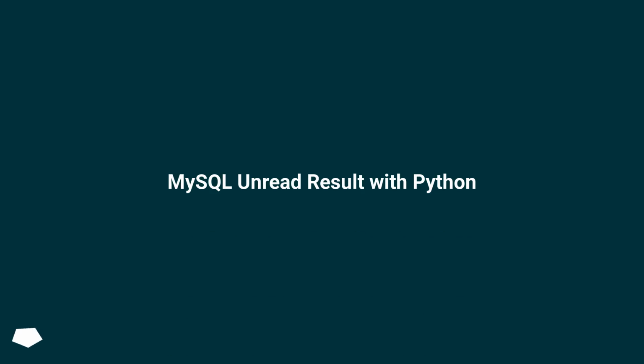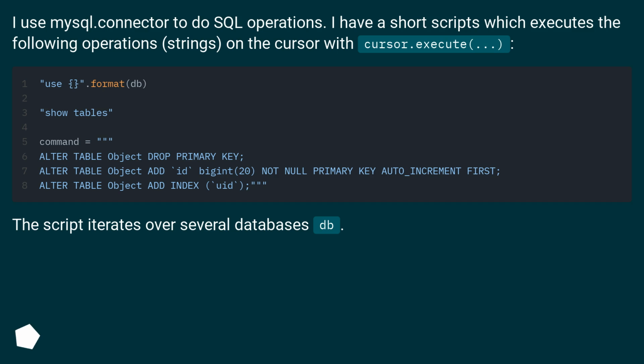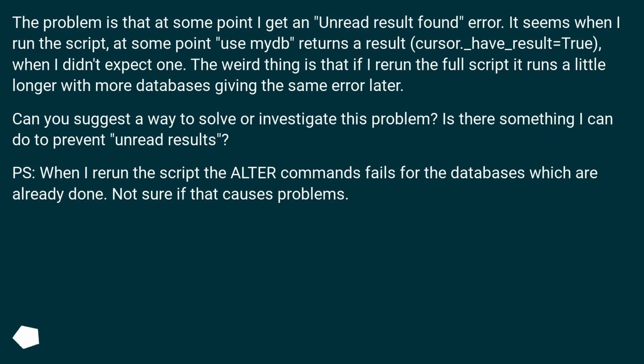MySQL unread result with Python. I use MySQL.connector to do SQL operations. I have a short script which executes the following operations: strings, on the cursor with cursor.execute. The script iterates over several databases. The problem is that at some point I get an unread result found error.